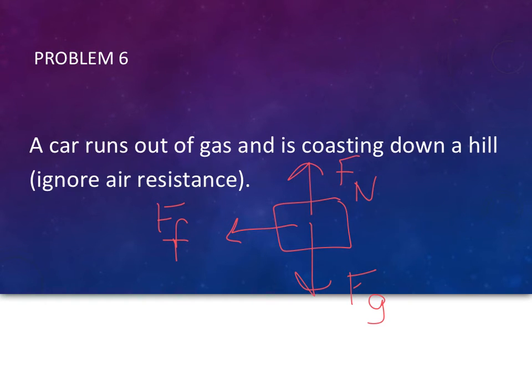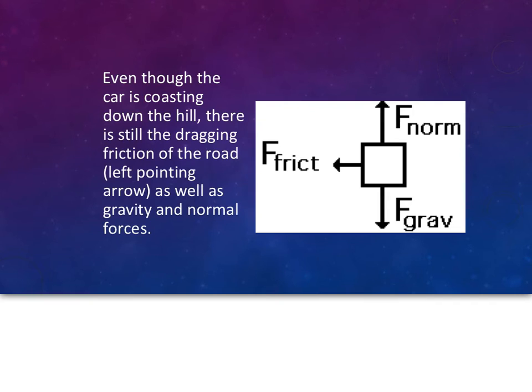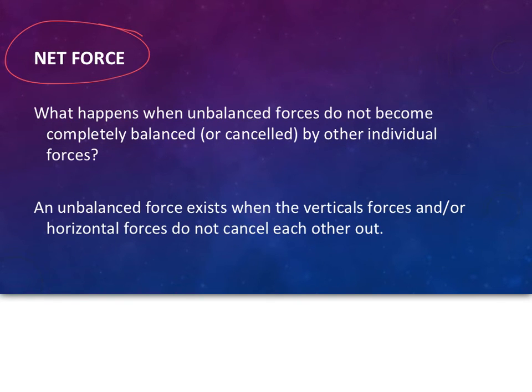So let's see if we got that right or close to it. So we did all right with this one. Friction definitely opposed the motion, even though it was still going down the hill. Gravity's pulling the car down, and of course the earth or the ground is pushing back up so that the car can be supported. If we want to recap about net force, the idea here is that if all forces cancel out, the net force is equal to 0. That's when they're all balanced.